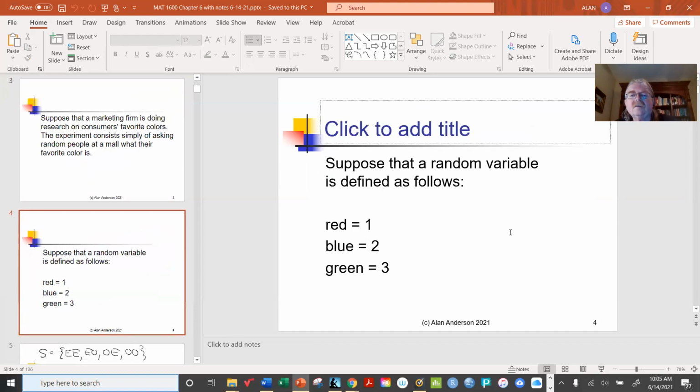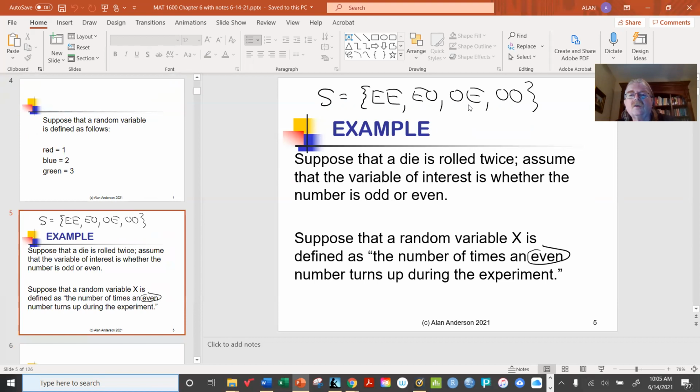So let's just jump ahead a little bit here. With our die rolling experiment, we had a sample space that consists of EE, EO, OE, and OO. And remember, we were only interested in the evens or odds of each roll, not the actual number. And we saw that there's only 4 possibilities, each of which is equally likely.